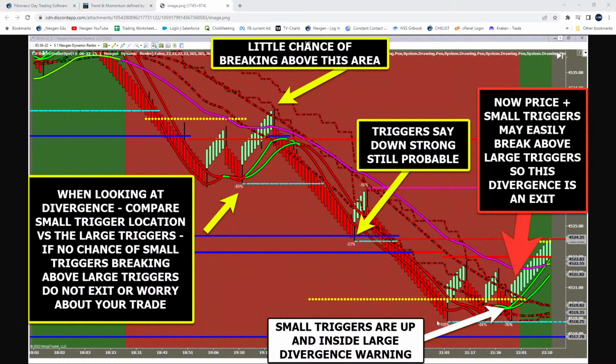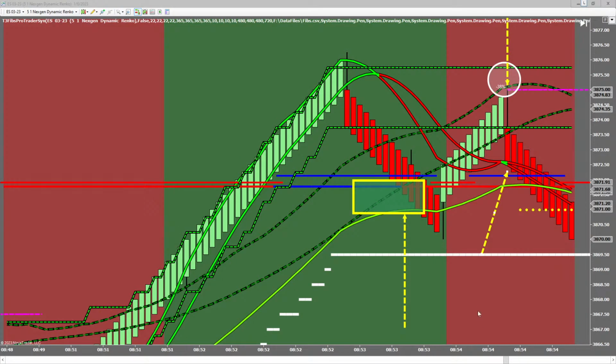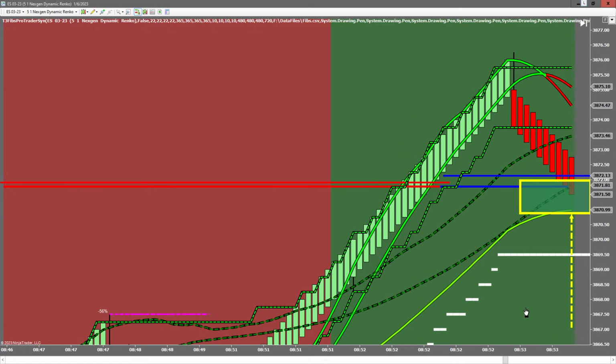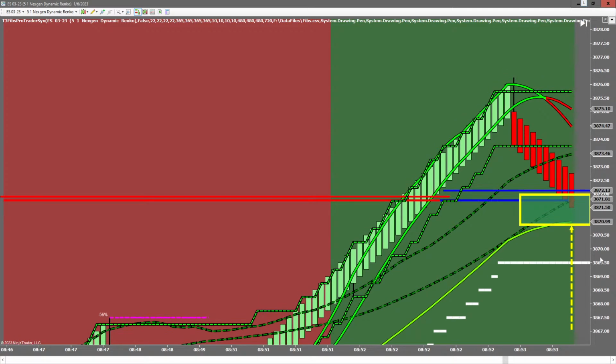Now, when the market's sideways and the small triggers are inside or above, that's the end of the party. And again, you'll see this when you read charts, right? And again, I have to go back to the right edge of the chart. You are compelled in a strong uptrending market to buy this area, right? Even if you lose.